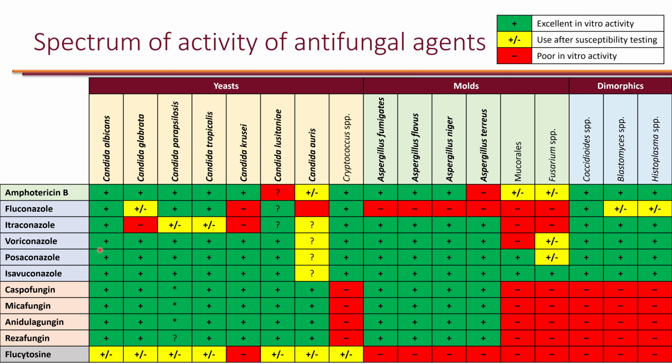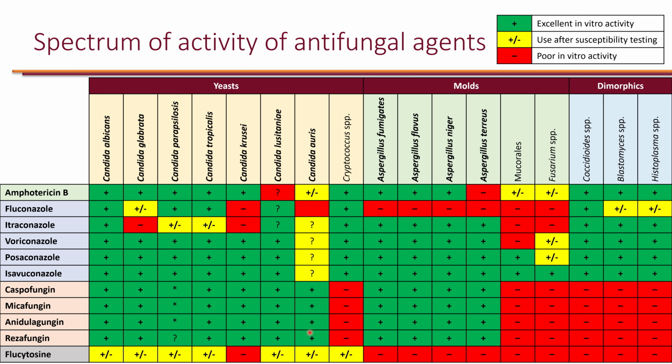The same with posaconazole and isavuconazole. So these three are pretty much broad spectrum antifungal agents, and so when it comes to yeast, they're pretty similar. Now, when you go to echinocandins, they probably have superior activity against yeast compared to azoles. So pretty much, they cover all of these yeasts, including Candida auris.